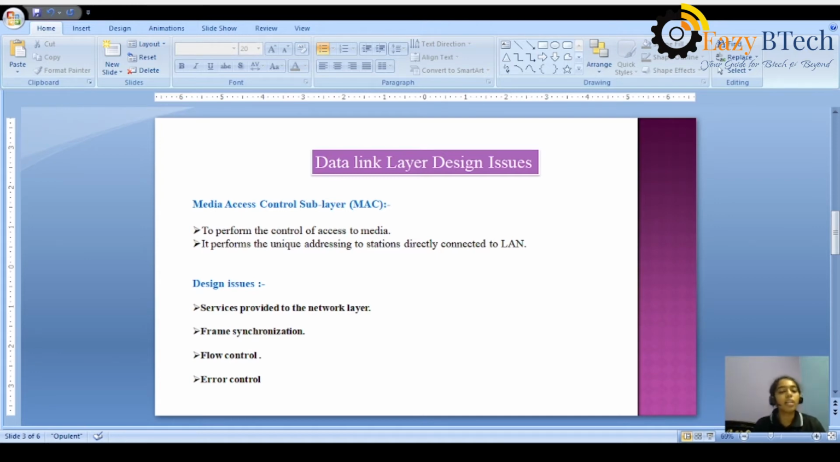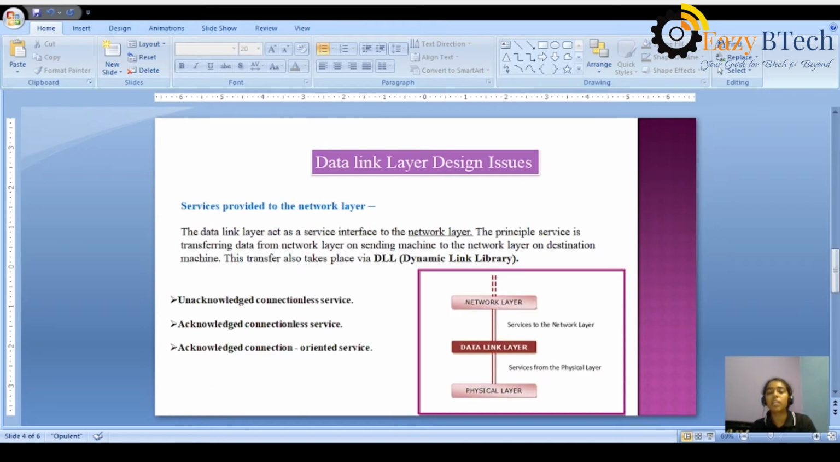And fourth one, error control. These are the four design issues of the data link layer. Let us deeply discuss the functionality of each and every design issue. What is meant by that? What are the design issues? Okay, the services provided to the network layer is the first design issue.